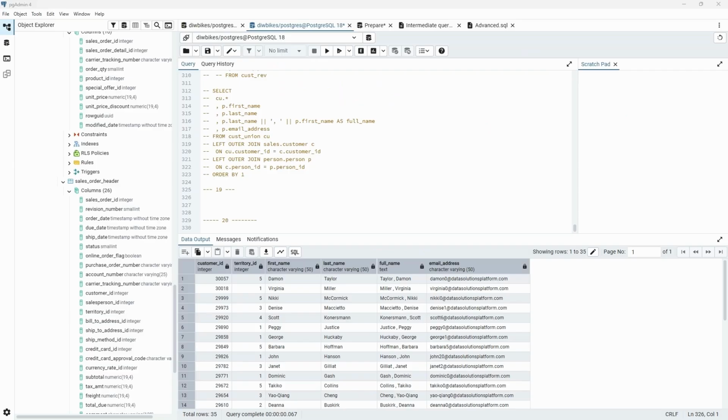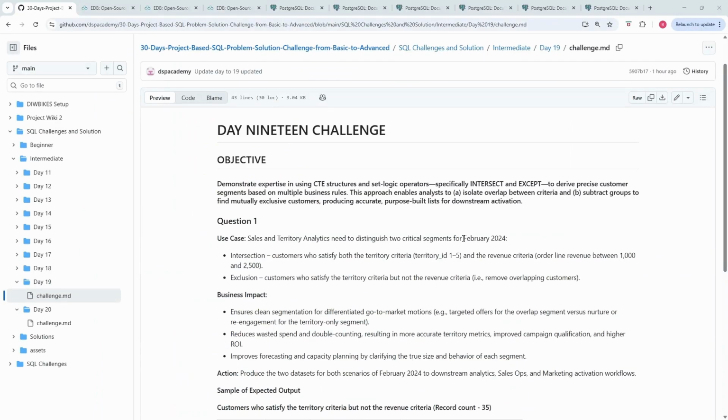Welcome everyone to this new session, and today we're going to be continuing on our work. We will be focusing on two key concepts today, which are intersect and except. And I want to say great job, guys. So this is day 19. Let's quickly go through the use case.